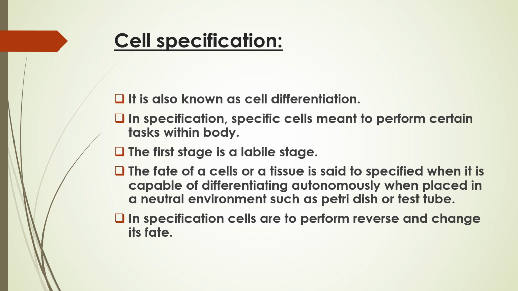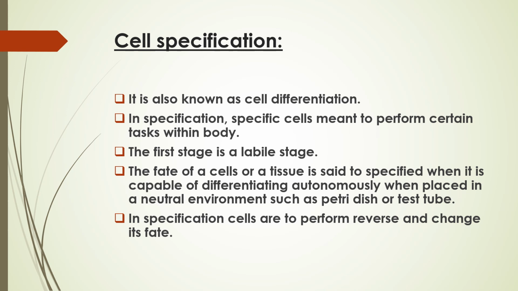Right, so the fate of a cell or a tissue is said to be specified when it is capable of differentiating autonomously when placed in a neutral environment such as a petri dish or test tube. Meaning when a cell is capable of differentiating by itself. It does not require its surrounding cells, or any signals or external environment, to perform its function when it is determined. It does not require anything to perform, when it is capable of differentiating autonomously or by itself, right.